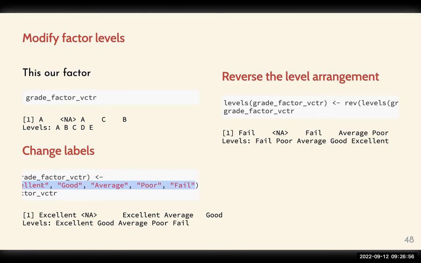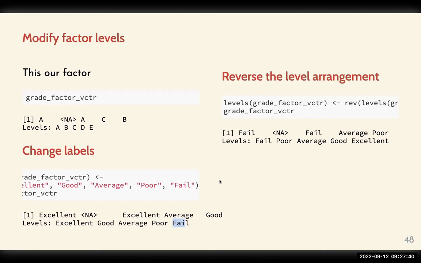Now you can see the first element is excellent, so A is coded as excellent because here the first element is A. Here the second element is B. The second element in this vector is good, so B is coded as good. Third element is C. Here third element is average, so C is coded as average. Fourth element is D. Here the fourth element is poor, so those two are matched. So you can see D is coded as poor. The last element is E, and here the last element is fail, so you can see it is coded as fail.